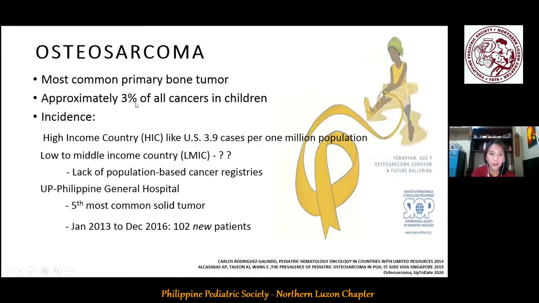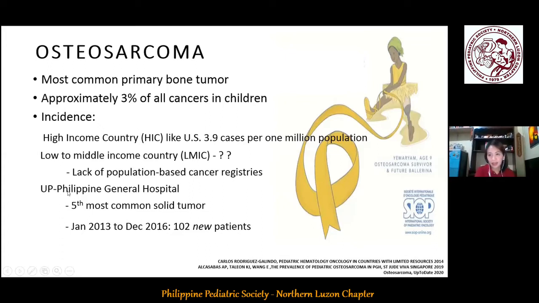Okay, so osteosarcoma is the most common primary malignant tumor of the bone that is characterized by the production of osteoid or immature bone by the malignant cells. It accounts for approximately 3% of all cancers in children. The estimated annual incidence in the US is 3.9 cases per 1 million population, while in low to middle income countries like the Philippines, there is a lack of population-based cancer registries, limiting our understanding of this bone malignancy.